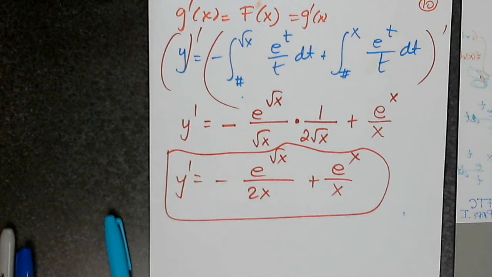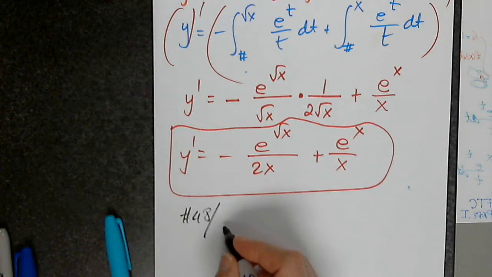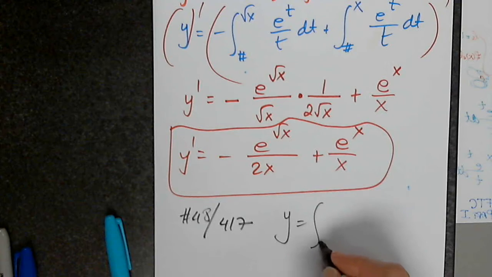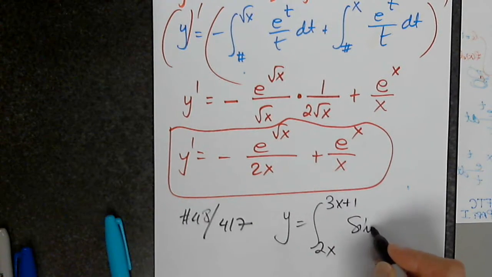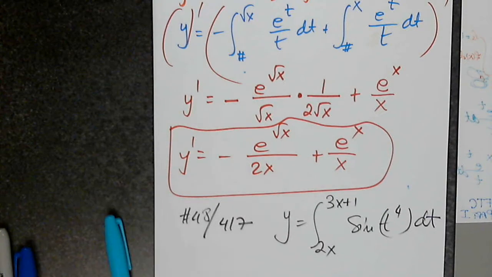I would like you to work on one of them, one minute. The last one here, 48 on 417. Here it is: y equals the integral from 2x to 3x plus 1 of sine t to the 4th dt. Now I'm looking for a distance situation. Is this the same thing we just did? Same thing. Okay, please find the derivative of this.